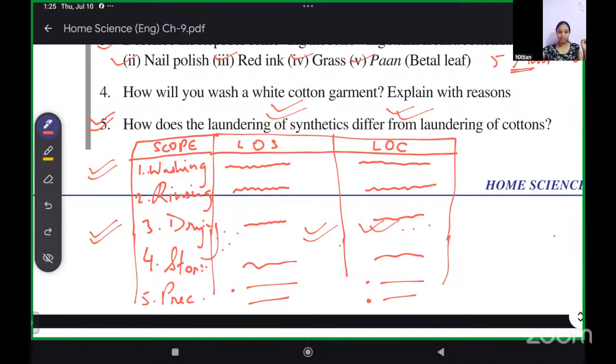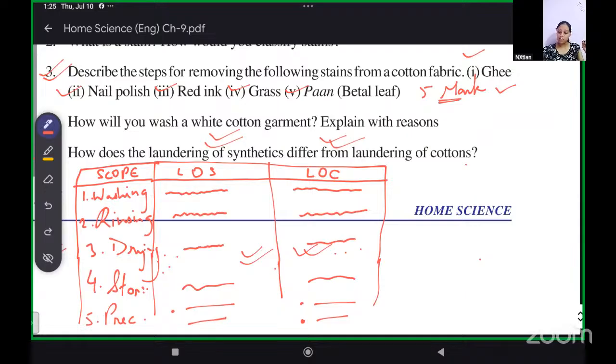Did you understand now how to write the differences? Do we always have to write the scope when we're making a table? Always writing the scope is not important, but it gives clarity. When the examiner checks your notebook, they'll be more clear, like, okay, the meaning is mentioned. It can possibly give you more marks.